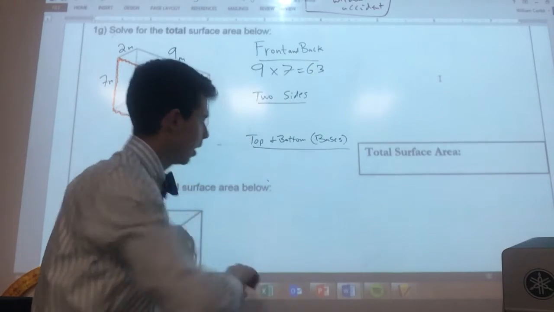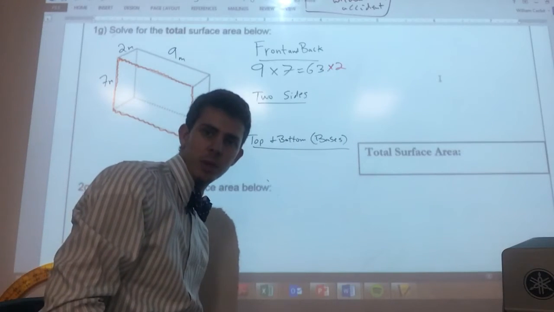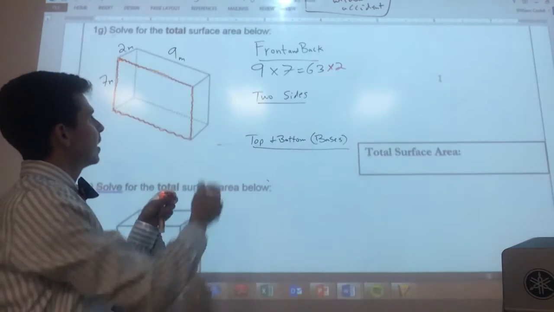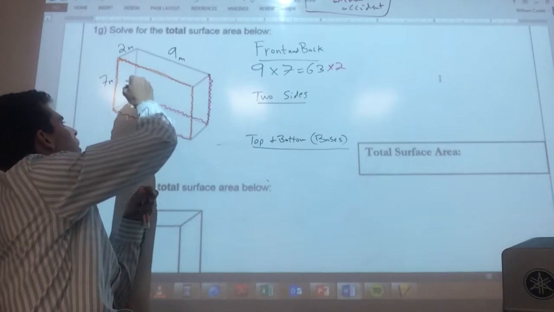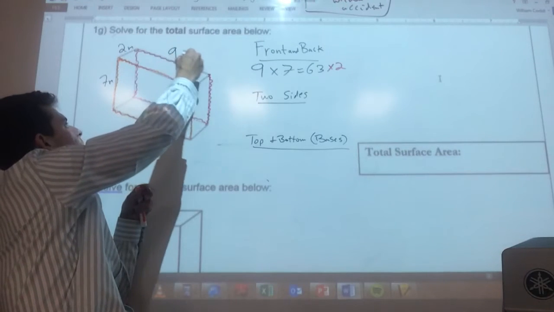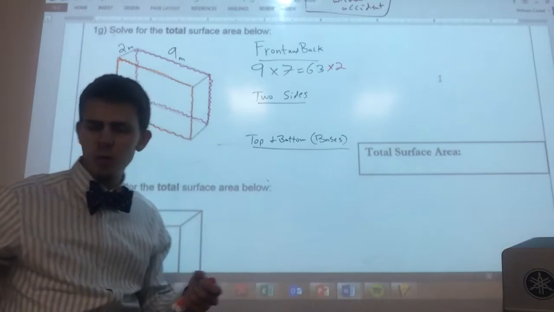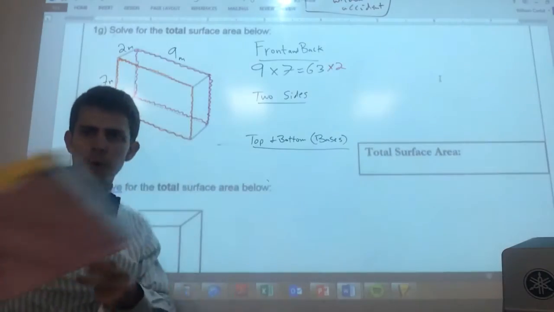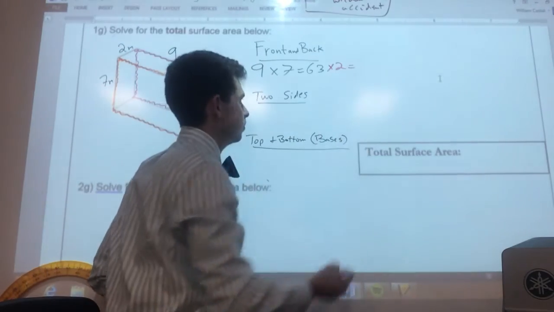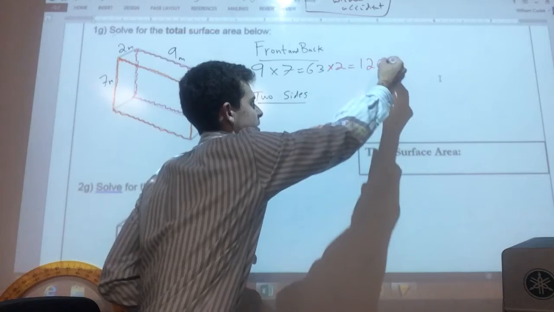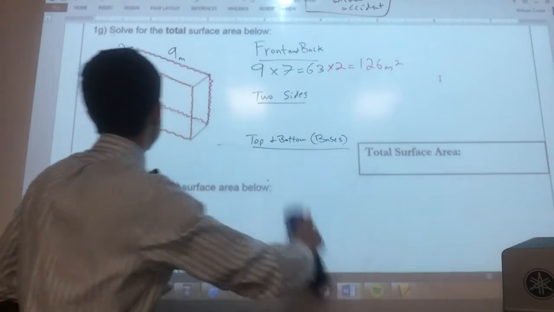And I'm going to multiply it by 2. Why am I going to multiply it by 2? Well, because there's the front, and there's also the back here. It's the same thing. This front is the same thing as the back. Okay, so times 2 will give me 126 meters squared.